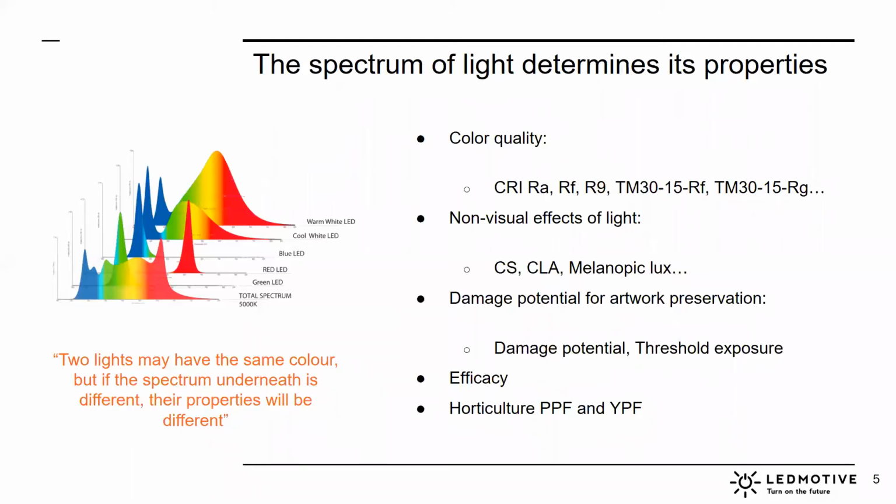And as we have seen, if the spectra of the classical lighting technologies is different from daylight, its properties underneath will be also different, even if both lights are white light or have the same chromaticity. The properties of a light ultimately depend on its spectral shape. For example, color quality, and here we can use as indicators the CRI or the TM-30-15, or for example, the non-visual effects of light. And here we can talk about the CS or the melanopic lux, or the damage potential for artworks, the efficacy in lumens per optical watt, and all horticulture indicators. All of them ultimately depend on the spectrum of light.